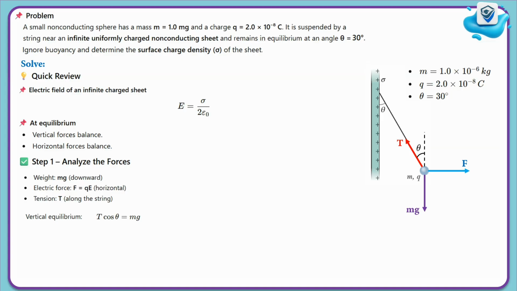From vertical equilibrium, T cosine theta equals mg. From horizontal equilibrium, T sine theta equals QE. Now divide the second equation by the first. This gives tangent theta equals QE divided by mg. Rearranging the equation, E equals mg tangent theta divided by Q.